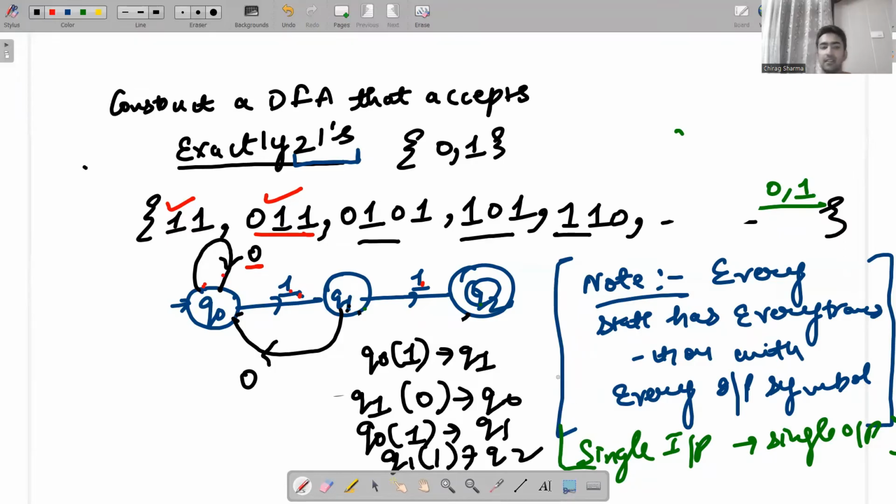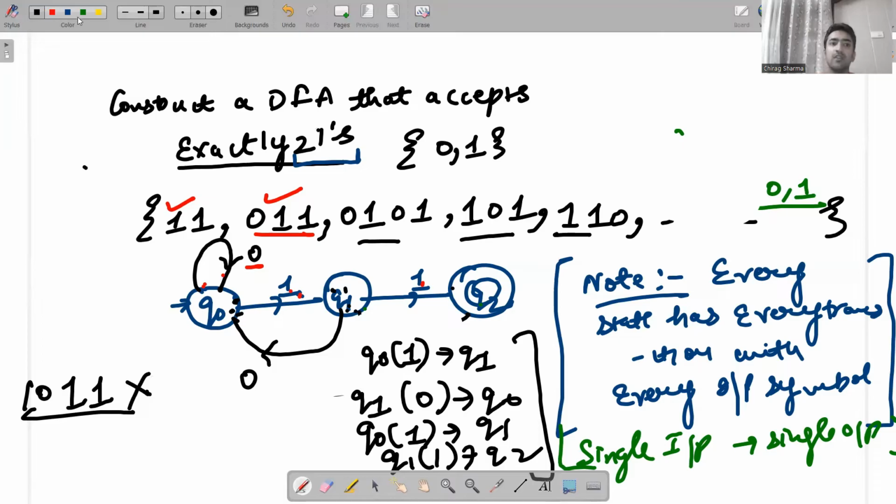So guys, I have done this step. It means Q0 to Q1, Q1 to Q0, Q0 to Q1, and then Q1 to Q2. Eventually I must reach the final state, and the final state accepts the string. But if we do this process, I'm having the answer 1 0 1 1, and this answer is also wrong. Why? Because it is not containing exactly two ones.